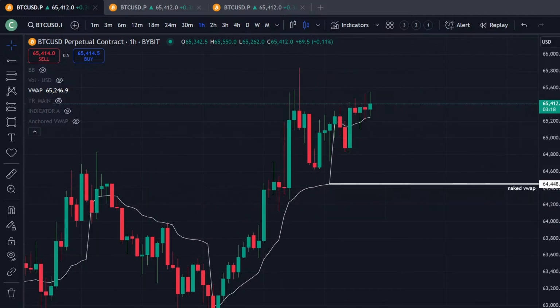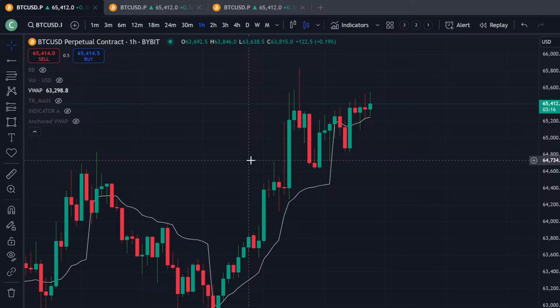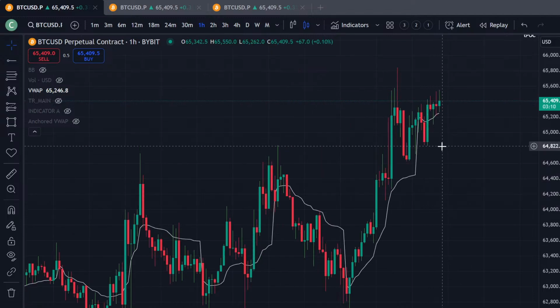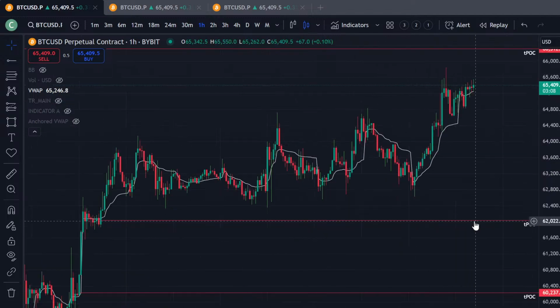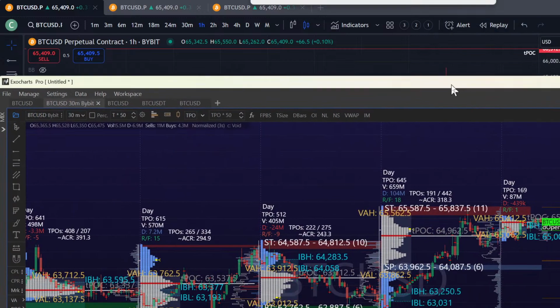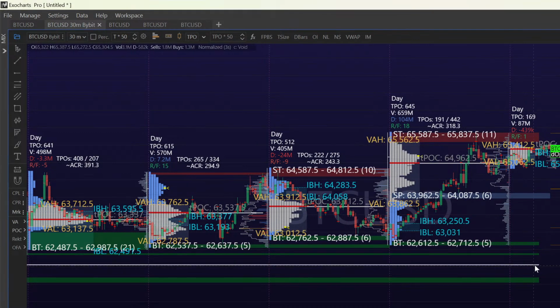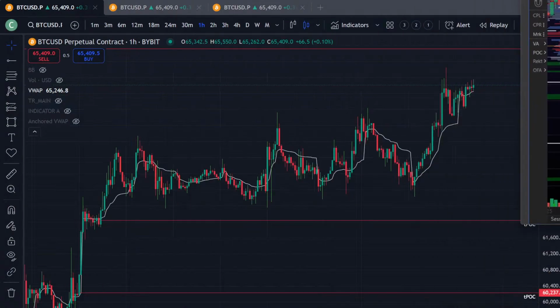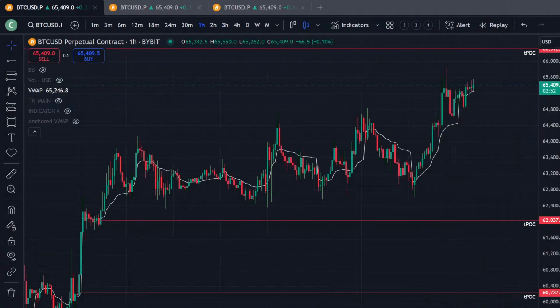So we have the naked VWAP over here. Then we're going to look for TPOCs, and for TPOCs we have to use extra charts. There are basically no new TPOCs. I think the last one is 62037, and that is correct. I'm going to show you. I use extra charts for this one. So here I have the TPOC 62037. There is no new TPOC in this map, so I don't have anything to mark out.